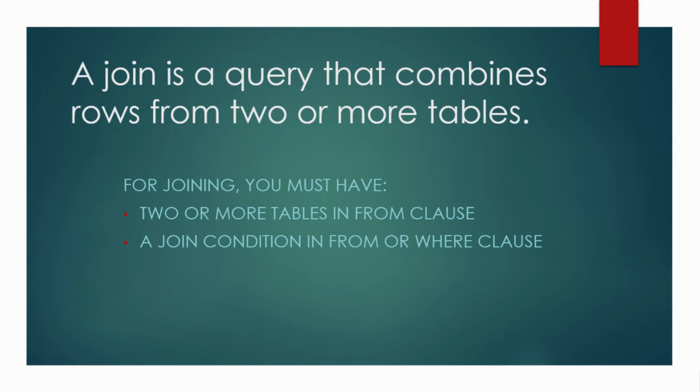Okay, so SQL join. Why do you join two tables? Because in the normalization concept, we ourselves separated the tables. So when we separate the tables, and now I want to see the data from both the tables, then what do you do? You join those tables, right? A join is a query that combines rows from two or more tables.